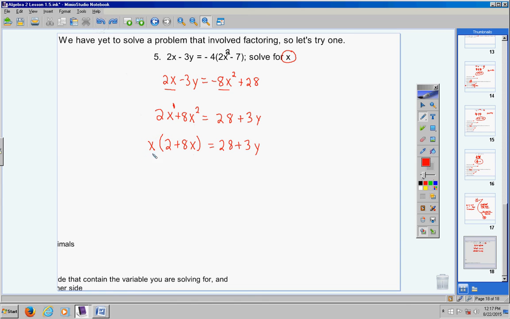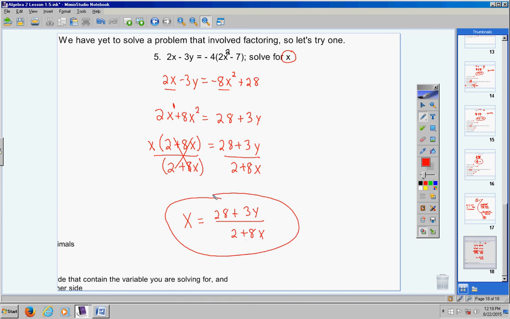Now I'm trying to get x by itself. I know there's an x here, but I'm trying to get this x here all by itself. So divide by what? Divide by the entire binomial. But what you do to one side, you must do to the other side. So you're finished. 28 plus 3y over 2 plus 8x. Okay? So there we go.